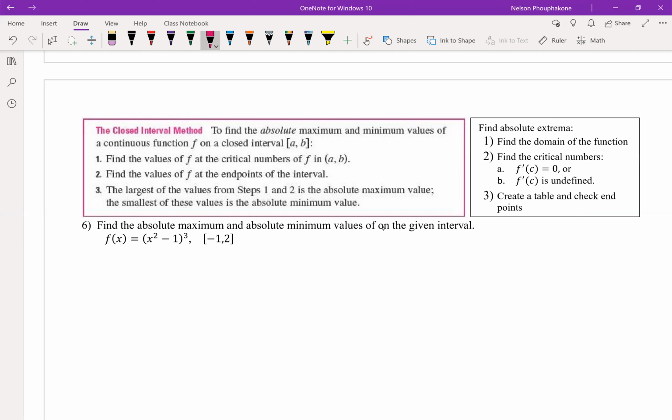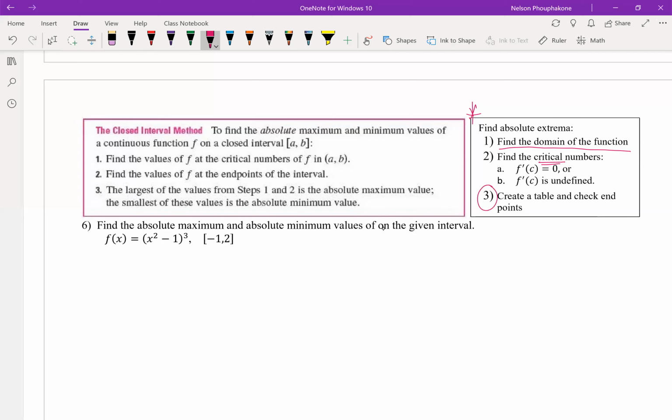So the idea here is, first, we need to find the domain of the continuous function. Then we need to find the critical numbers. And then we create a table to check all the points, and then compare the values.